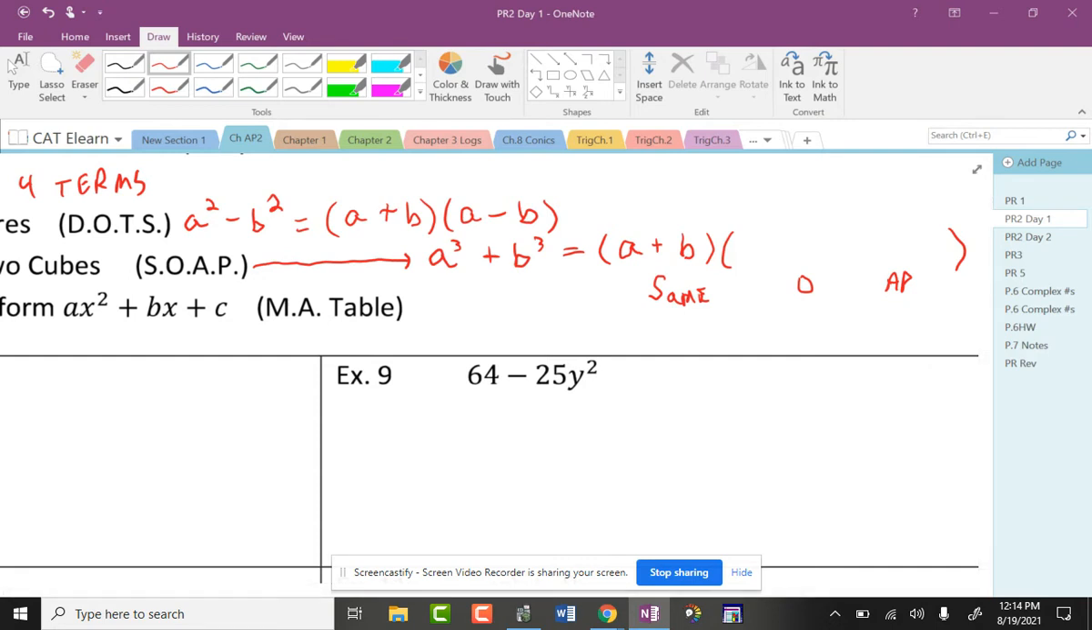So if that stands for same, what does the O stand for? Opposite. And then what do you think the AP stands for? No. Yes. I like it. But you know what it actually stands for? Always positive, which in the case that you just said is addition. But we like the SOAP acronym because it's just something that sticks in.